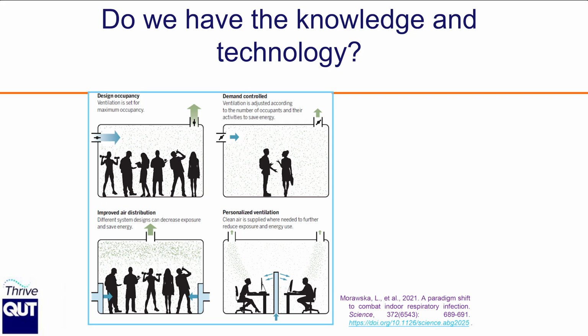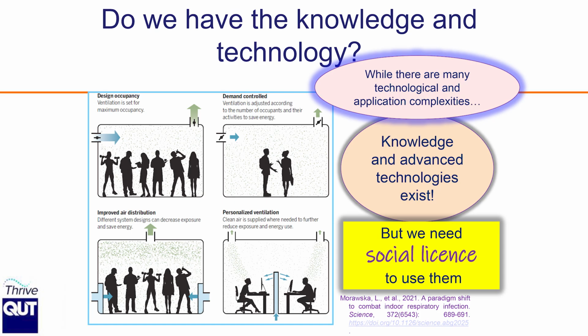That was in the following paper, the following year after that first paper, group 36. So these are some examples of different designs and different solutions. There's no one solution which would resolve everything. Different ways we are using the space, different climates, different locations, and so on. So every building, every space is its own case. While there are many technological application complexities, knowledge and advanced technologies exist, so there's absolutely no doubt about this. What's, however, needed and lacking is the social license to use them.